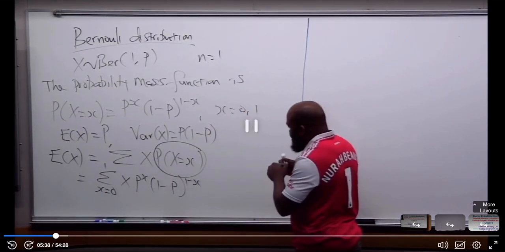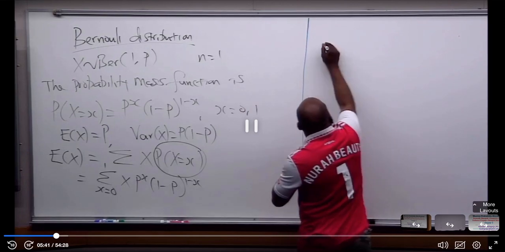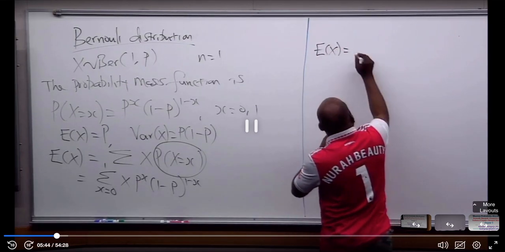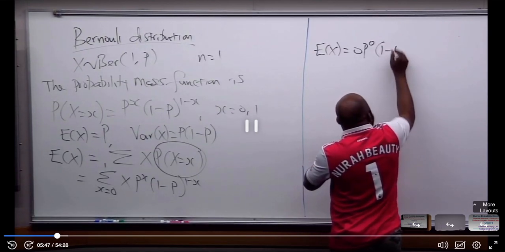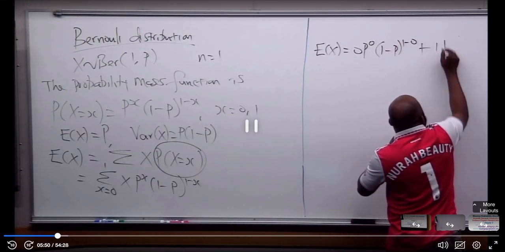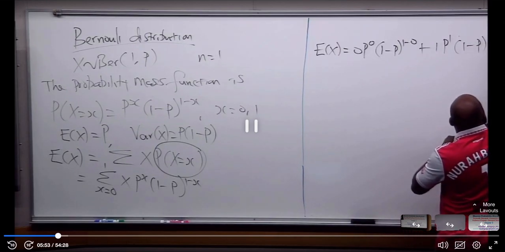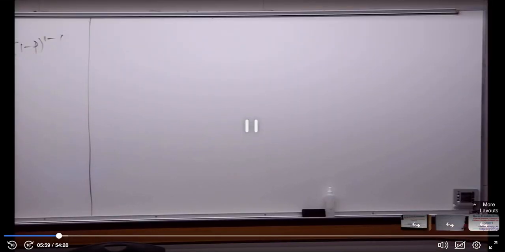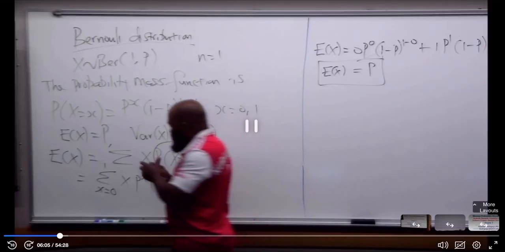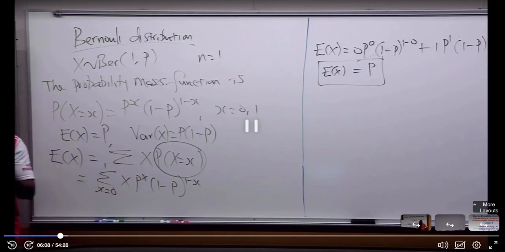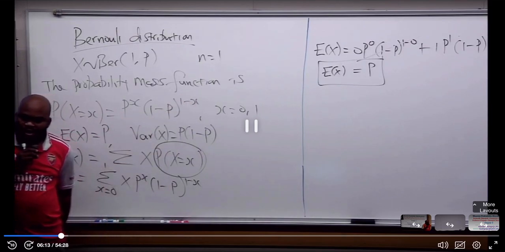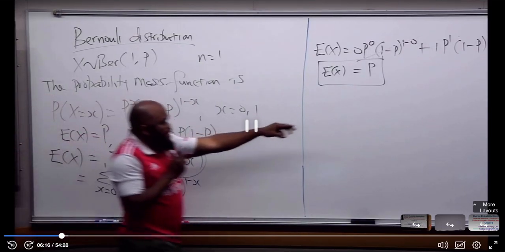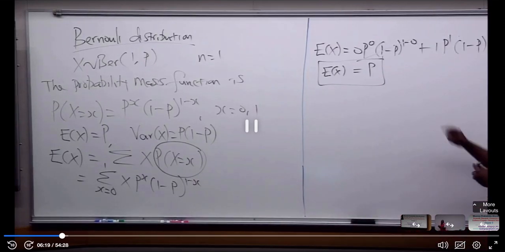Now, let's take a look at this. When x equals 0, we have 0 times p raised to power 0, 1 minus p raised to power 1 minus 0, plus, when x equals 1, 1 times p raised to power 1, 1 minus p raised to power 1 minus 1. Now we take a look at this because of the 0 here. When you take a look at this, the expected value of X equals p. So that is how to show that if X follows a Bernoulli probability distribution, the expected value of X equals p. Is there anyone who doesn't understand how I derived that?